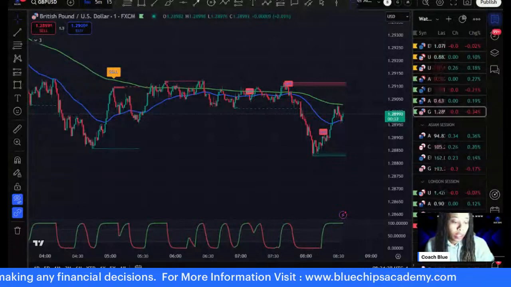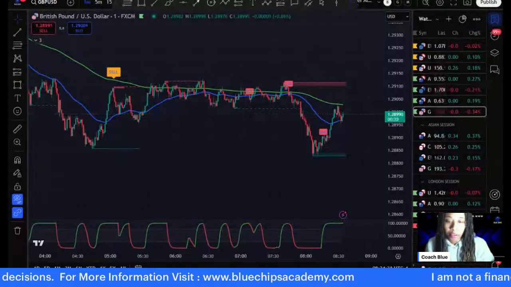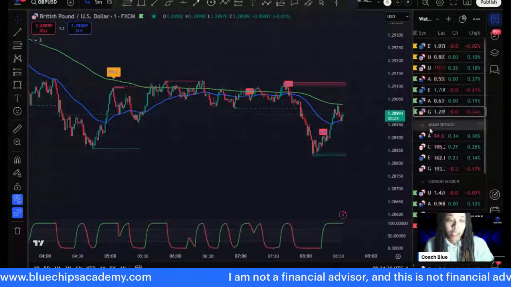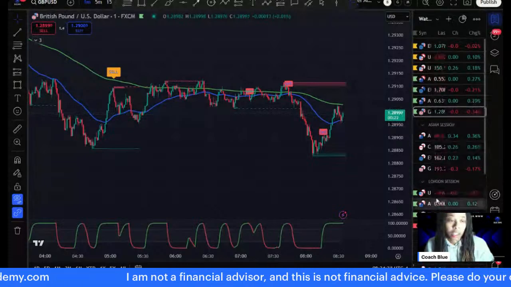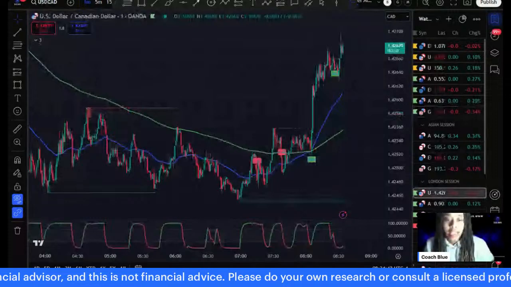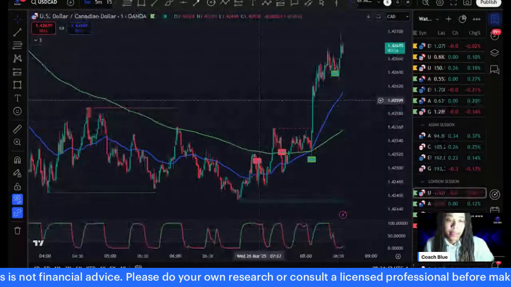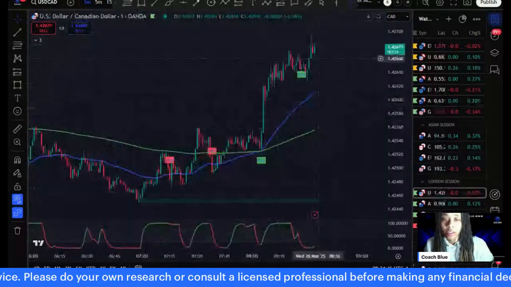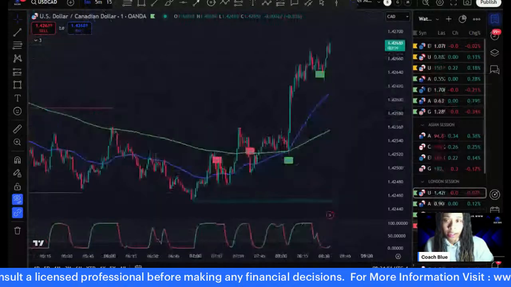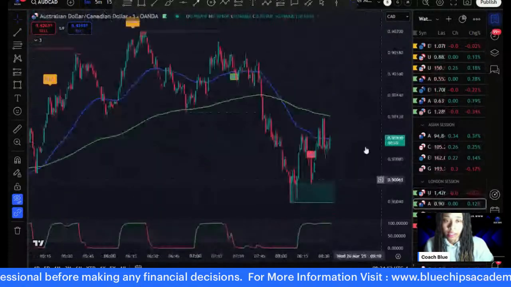So yes, let me go back through the other pairs here. See if anything changed. So GBP USD looks solid. USD CAD still on this little breakout, but it's like even choppy on its way up. So I don't really know about USD CAD right now, guys, to be honest with you. But let's keep it moving.